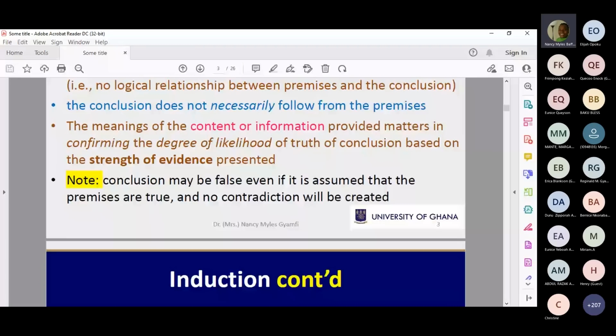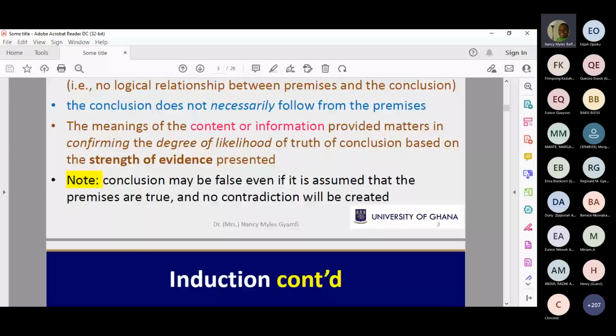They are already invalid. Validity describes only deductive argument, remember? But we could have a strong inductive argument or a weak inductive argument. You see that? And if it is a strong inductive argument and its premises are true, then we'll call it cogent. Cogency means it's already a strong induction and the premises are also actually true. Then we say it's cogent.